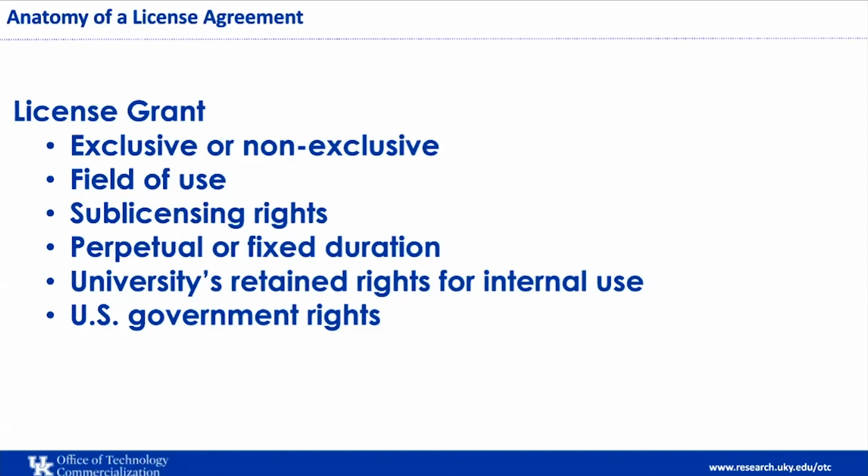The university's rights for internal use. This would be, we want to retain the right to use the technology for non-commercial academic research, as well as to allow other universities to do the same, which can be helpful if, for example, Dr. Smith creates an invention at the University of Kentucky. We license it exclusively, and Dr. Smith moves on to another university. We would want to allow them, Dr. Smith, to practice the research in his capacity as a researcher at the other university.